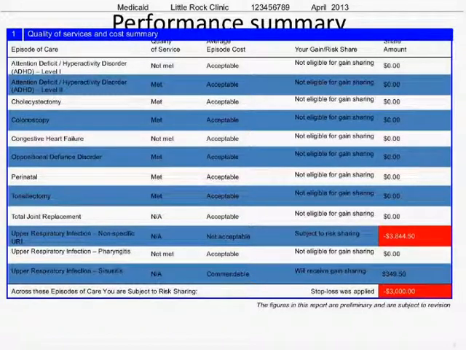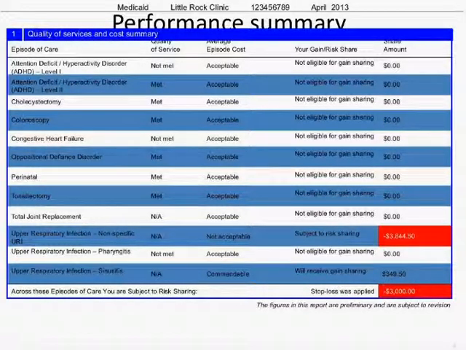Going across the top columns, it shows the episodes of care. The next column, you will have your quality. It will show whether you met or not met the episode. The next one would be your average episode cost. It will show acceptable, non-acceptable, or commendable. Then you will have your gain and your risk sharing column. This will show whether you are eligible for gain sharing, will receive gain sharing, or will be subject to risk sharing. The last column will show the amount that you will have.